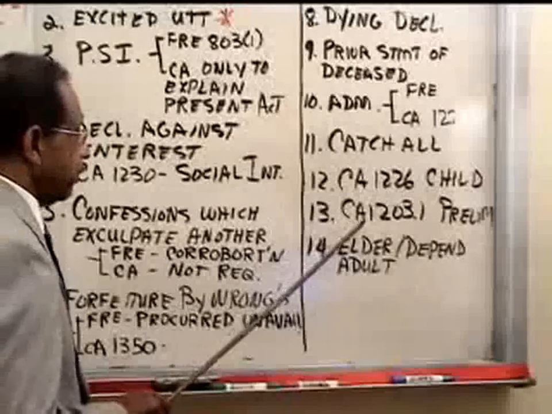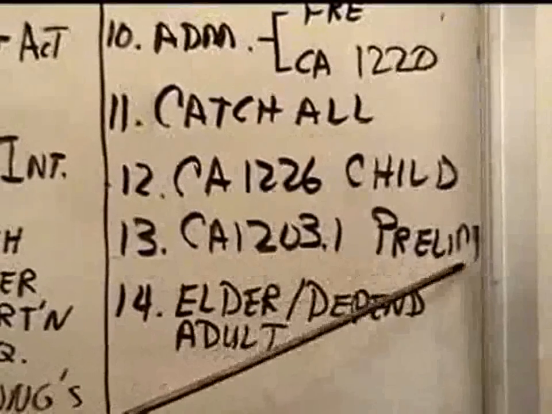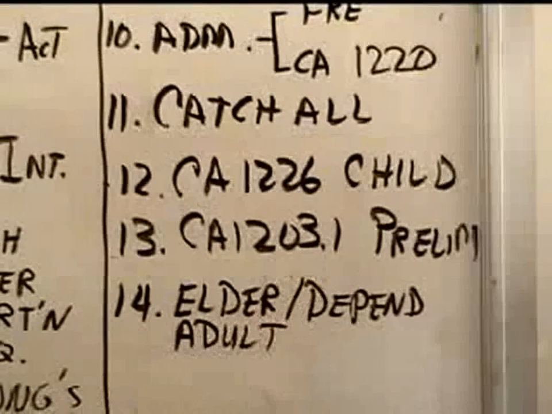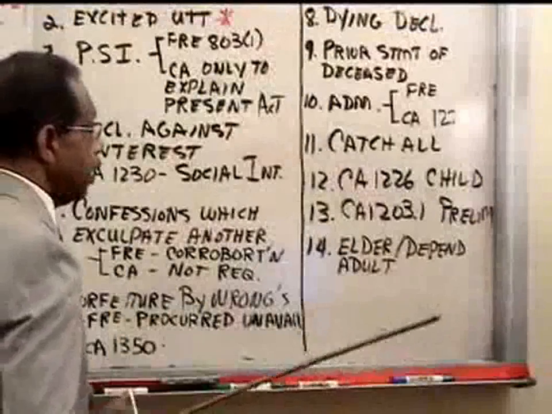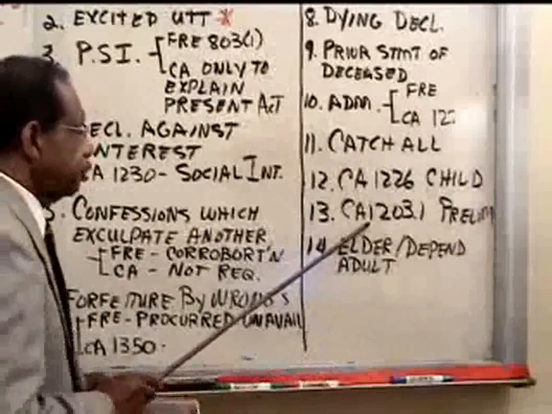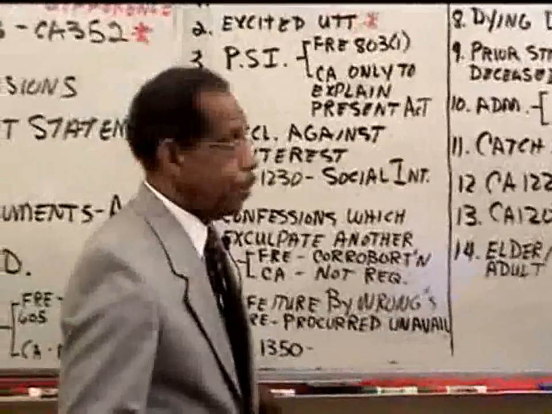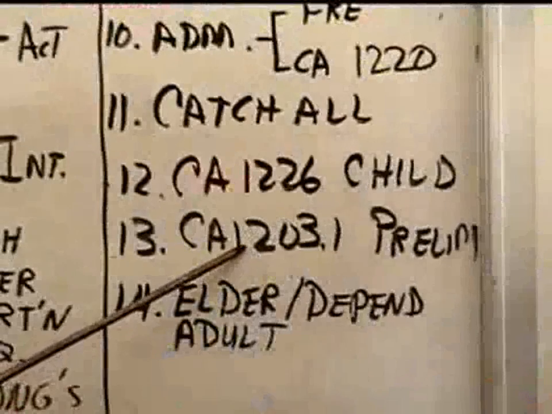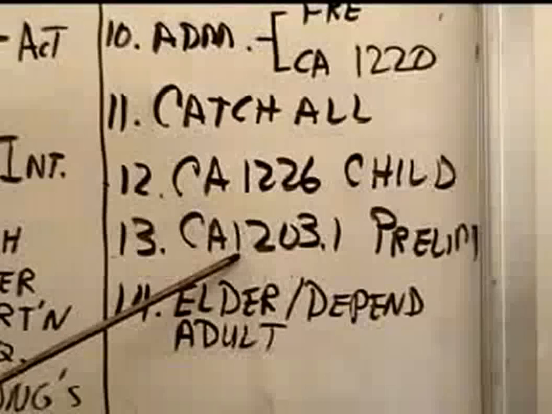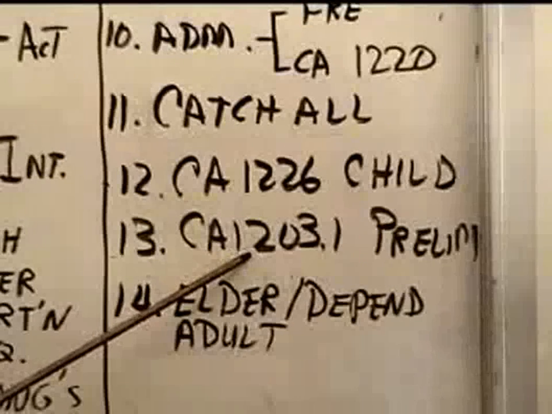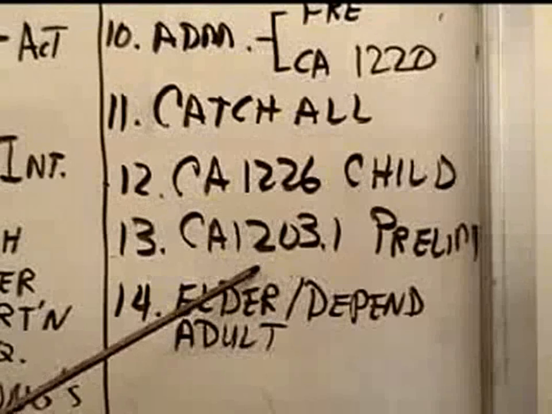Next, at 1203.1, California has a special rule at preliminary hearings. The idea here at 1203.1 is that sometimes people have come to California and have become victims of some kind of a crime in California, and then they go back to New York, and the DA wants to prosecute, but in principle, they'd have to bring the person out here for the preliminary hearing to show probable cause.